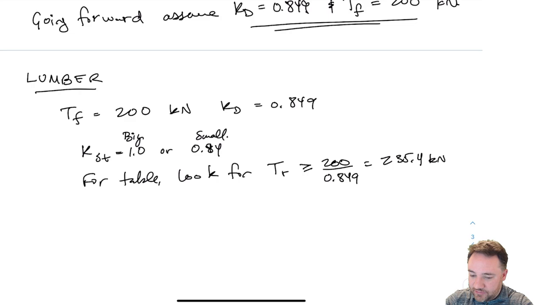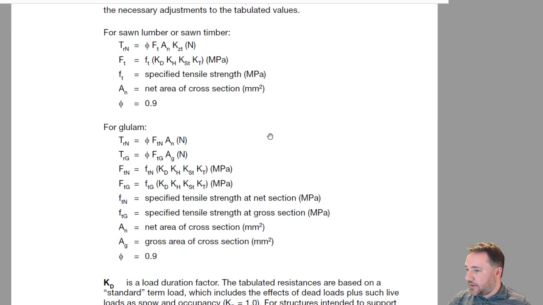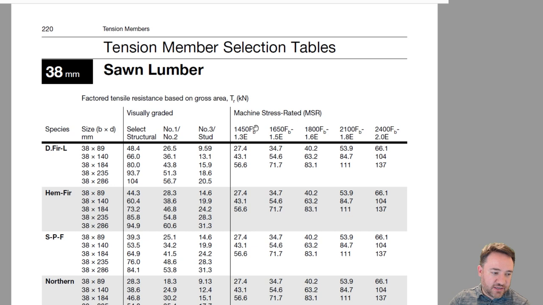Okay, so here's my table. I'm going to scroll down until I get to the actual tables. They have some nice design examples in the handbook. Here's the beginning of the timber member selection tables for lumber, which is what we're looking for right now. This is for lumber sizes that have a small dimension of 38, so here are all the different 38s. Here's SPF, and we're looking for number one, so we're in this area here.